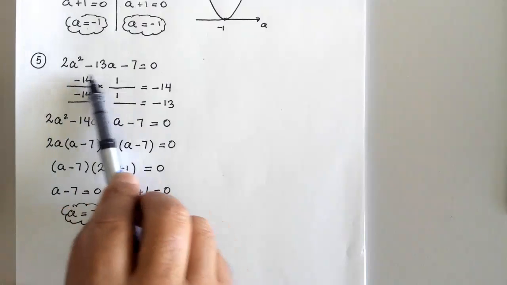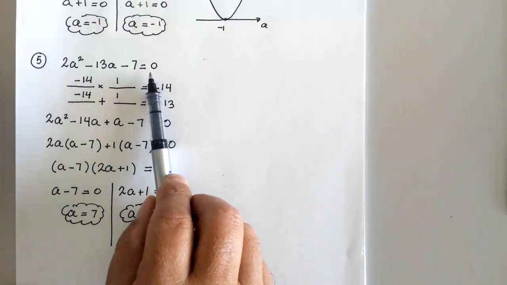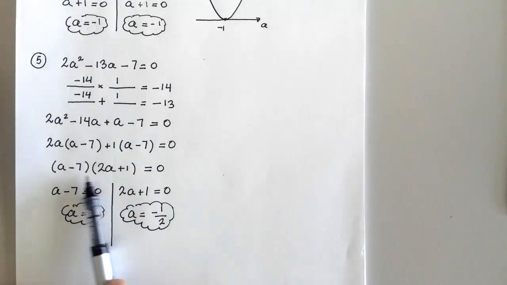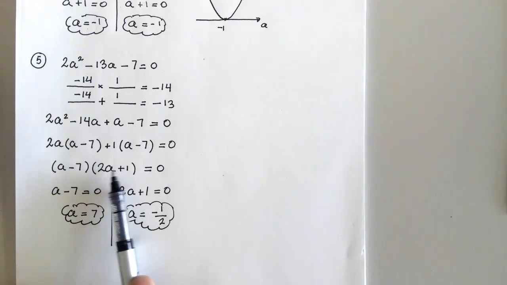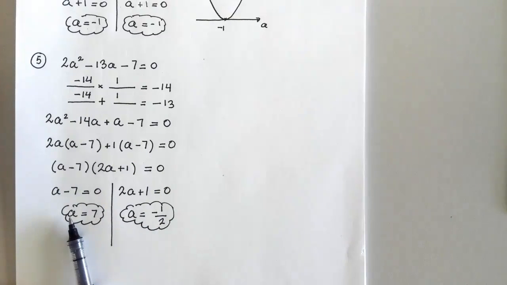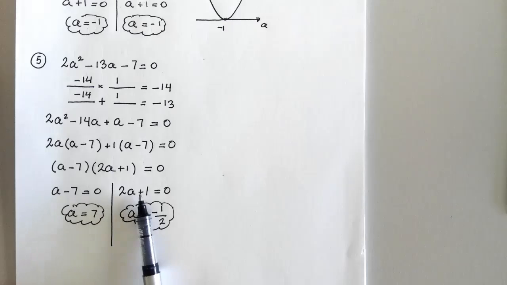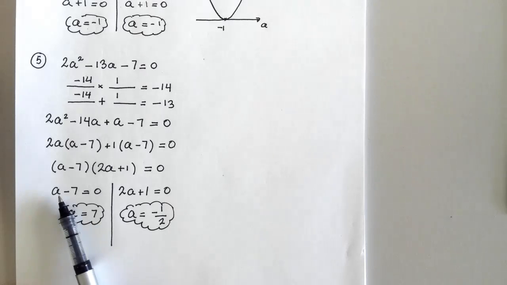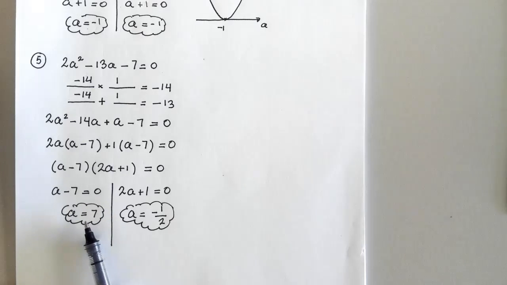So you do your normal factorization as you did before, and the main thing is to go from here to here, where you have the product of two factors, and then you split the factors, making each one of them equal 0. So you go a minus 7 equals 0, and 2a plus 1 equals 0, and then you solve these two linear equations. The answer for the first one is 7, and the answer for the second one is -1/2.